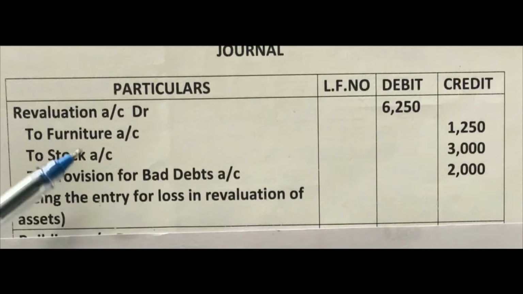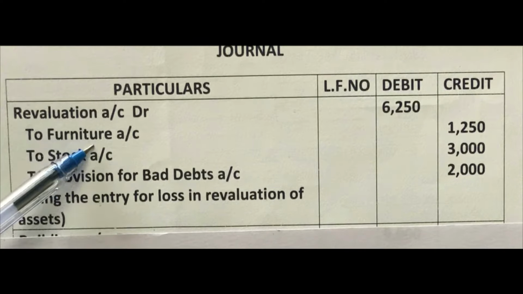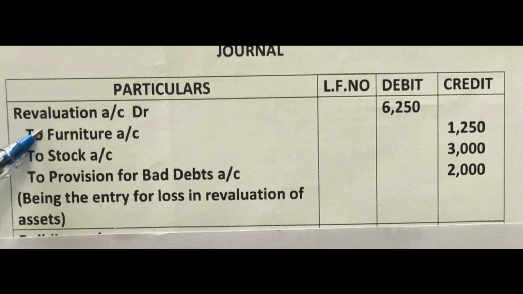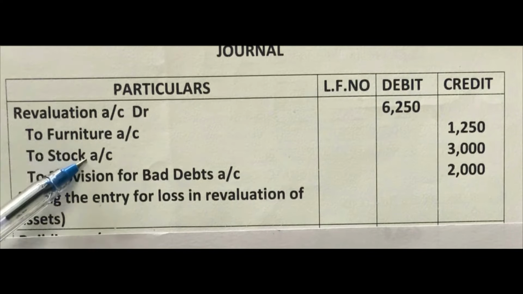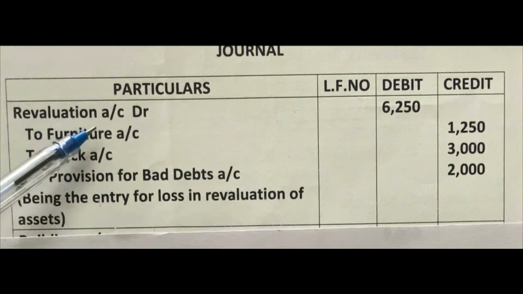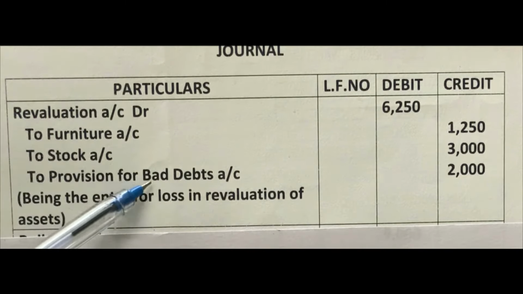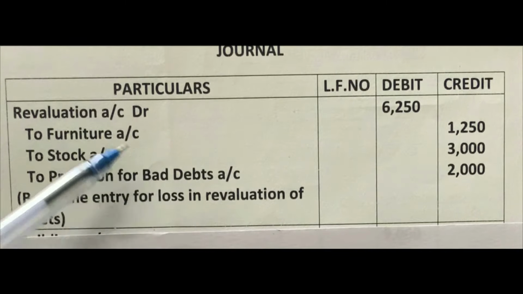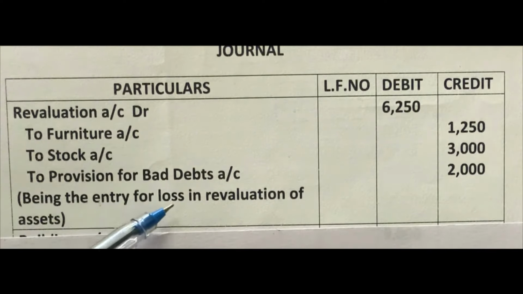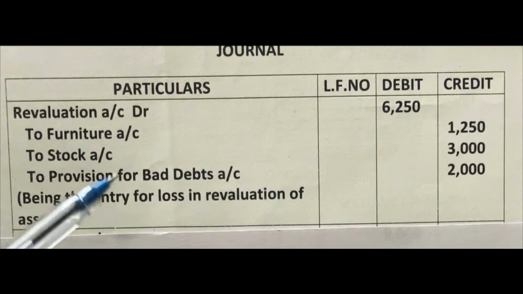Come to narration. Furniture is an asset, and in revaluation, asset value is decreased. It is a loss. Stock is an asset. In revaluation, stock value is decreased. It is also a loss. Provision for bad debts account: in revaluation of debtors, we came to know that debtor value is decreased. It is also a loss. So in revaluation of assets, there is a loss. Write down that being the entry for loss in revaluation of assets.